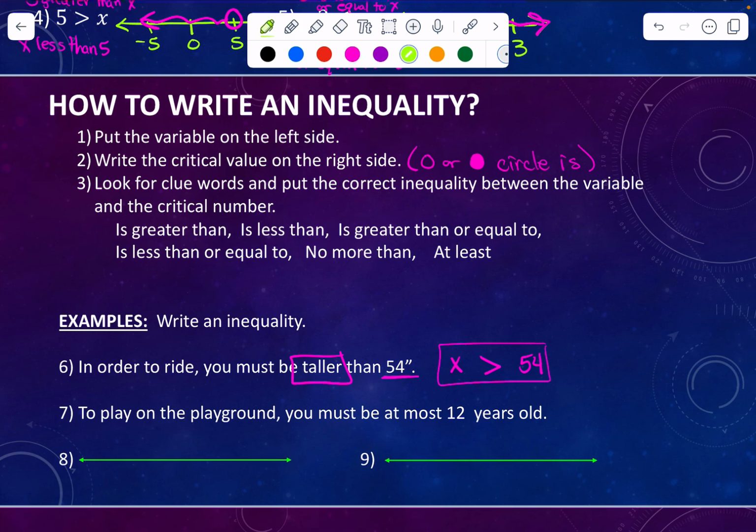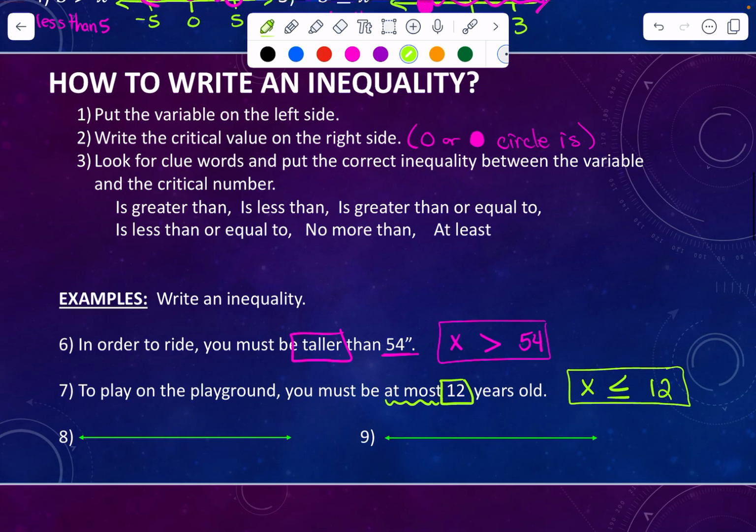To play on the playground, you must be at most 12. Okay, so I'm going to put my letter on the left and my number on the right. So x is what to 12? What does it mean to be at most? Well, that means you can be 12 or you can be less than 12. Okay, so that's how we write it from a sentence.